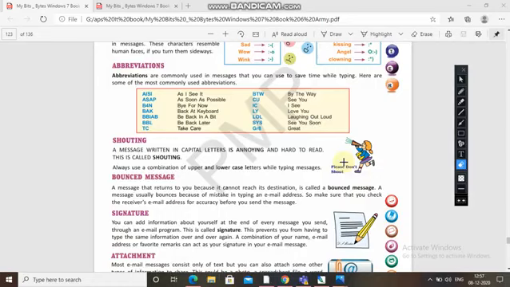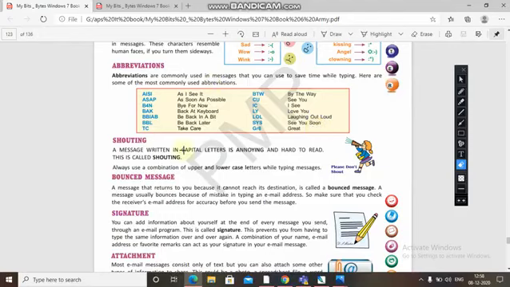Bounced message: a message that returns to you because it cannot reach its destination. It's called a bounced message, like a cheque is bounced. A message usually bounces because of a mistake in typing an email address. So make sure that you check the receiver's email address for accuracy before you send the message. I hope this is also clear to you all.